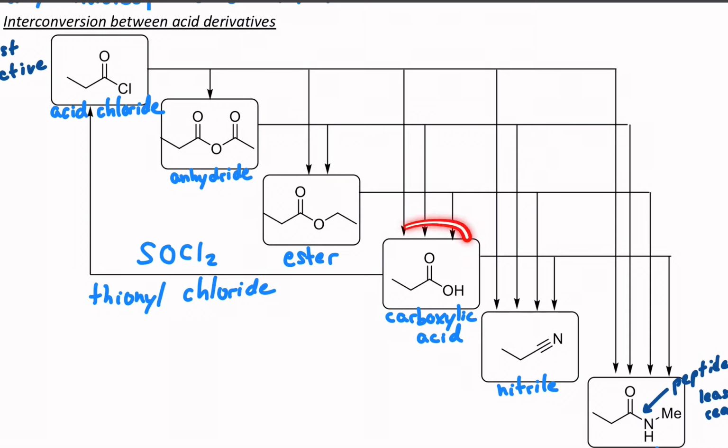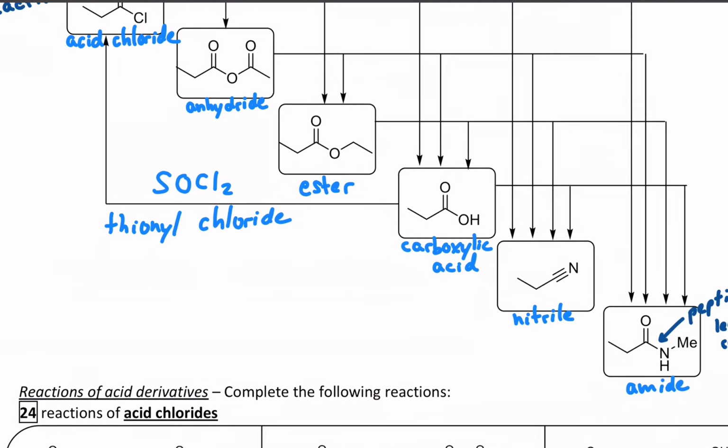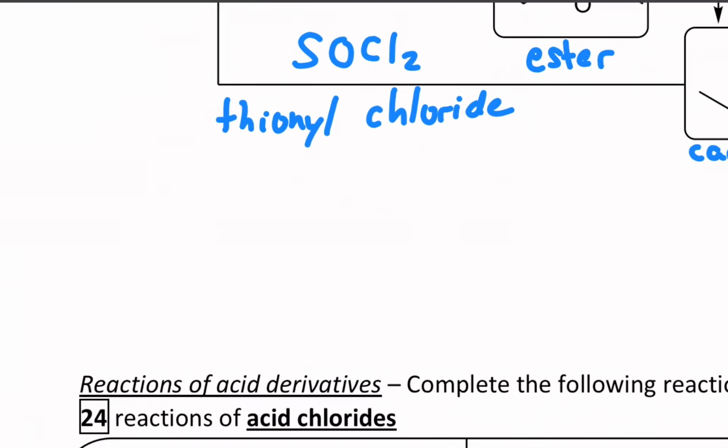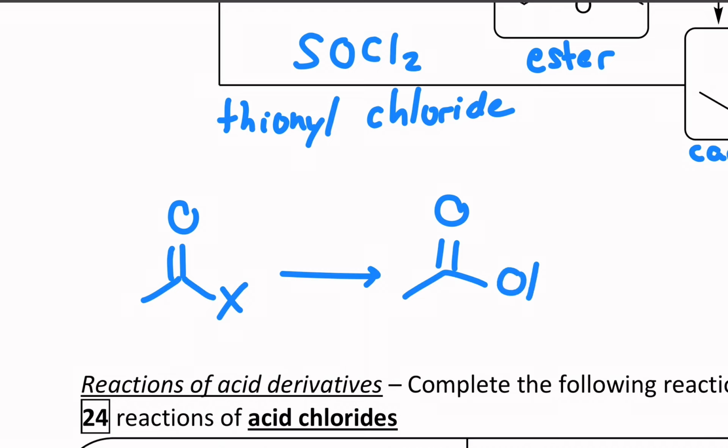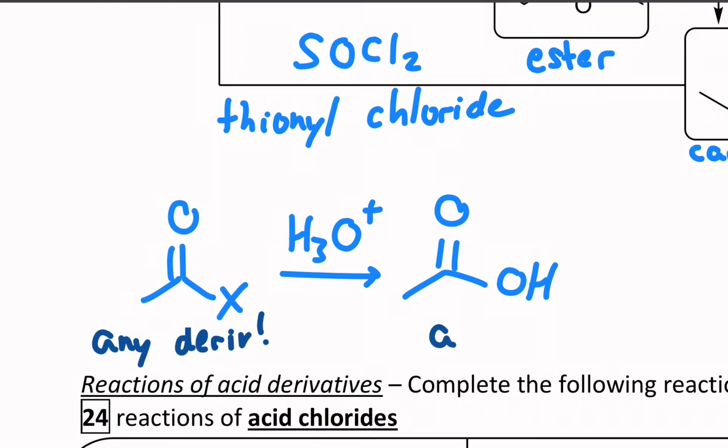How do you get to the carboxylic acid from anything? That's hydrolysis. Hydrolysis of any carboxylic acid derivative, so I'll abbreviate it here, will get you to the carboxylic acid. Hydrolysis, for our purposes, typically just means aqueous acid. So any derivative goes to the acid.